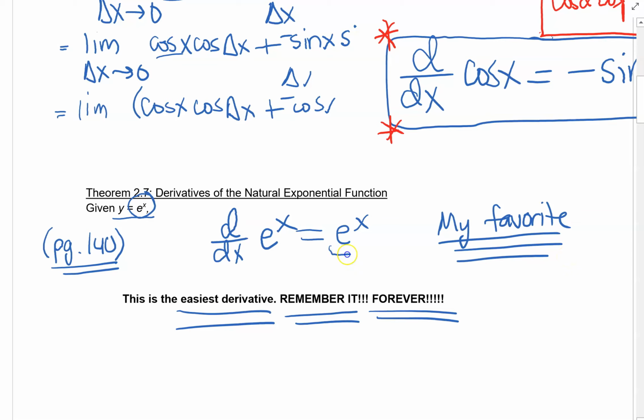Because the slope, right? Remember the derivative is the slope of the tangent line, right? The slope of the tangent line is equal to the y coordinate, right? Because e to the x would be the y value. So like if you take a point on the graph of e to the x, the y coordinate at that point would also equal the slope of the tangent line at that point.